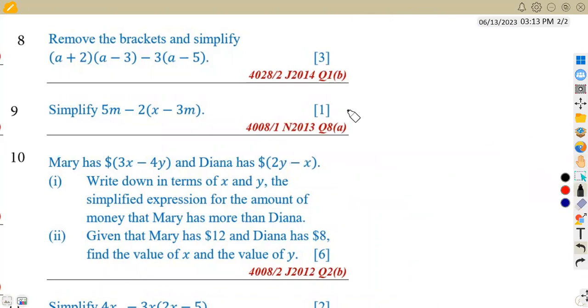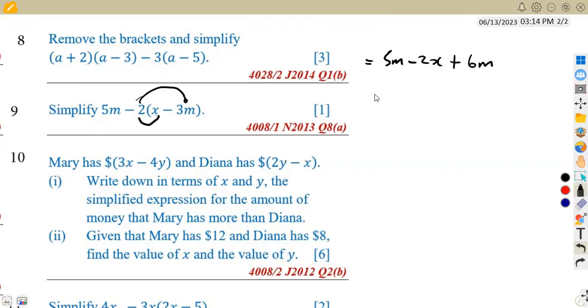On question number 9, it was the same thing again, but this time we are just given a direct application where negative 2 can simply affect everything inside the bracket. So this is going to be 5m, negative 2 times x, which is negative 2x, negative 2 times negative 3m. It's a negative, negative, which is going to be a positive 6m.